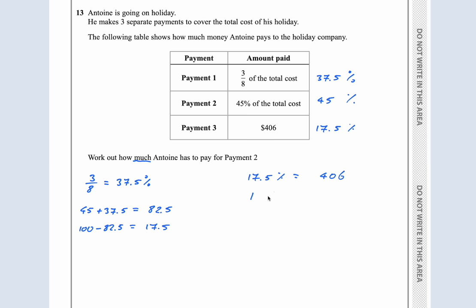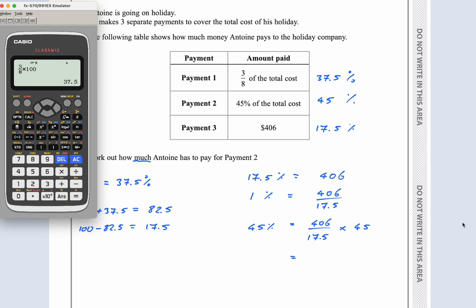Get 1% by dividing by 17.5, and then get 45%, which is what I'm trying to get, because we want payment two. 45% is this times 45, so 406 over 17.5 times 45. Oops, not sure what happened there. Oops, that was a mistake, guys. What am I doing?